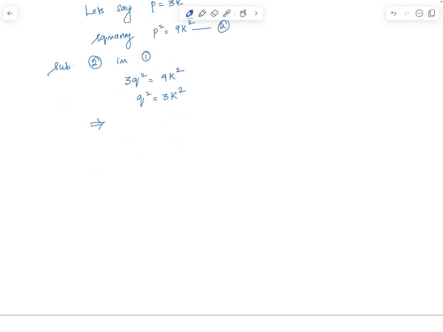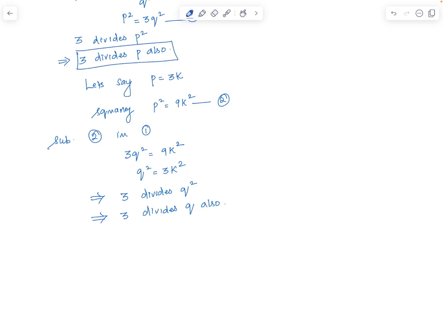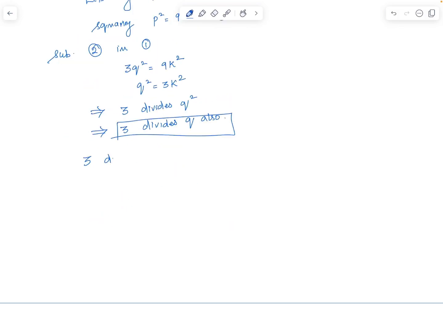From this statement, we can infer that 3 divides Q square, which implies that 3 divides Q also. Putting these two results together, we can say that 3 divides P and Q, which implies that 3 is a factor of both P and Q.